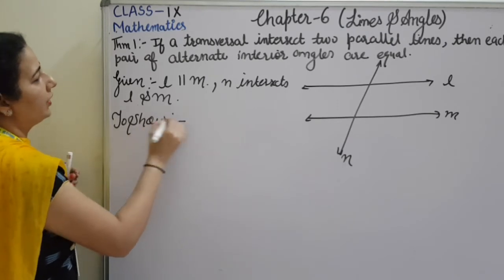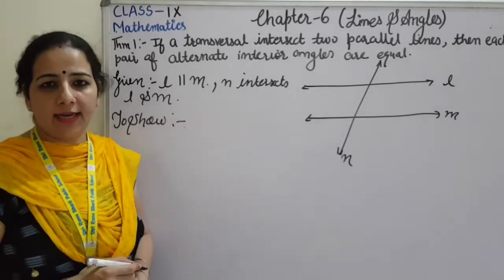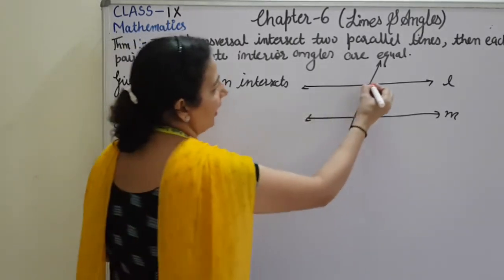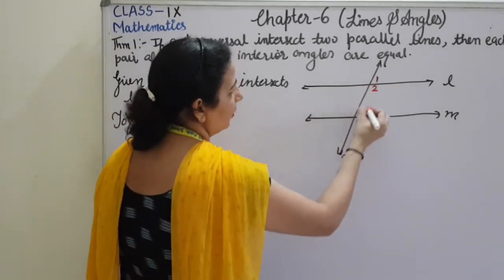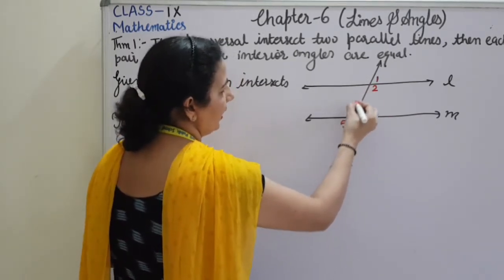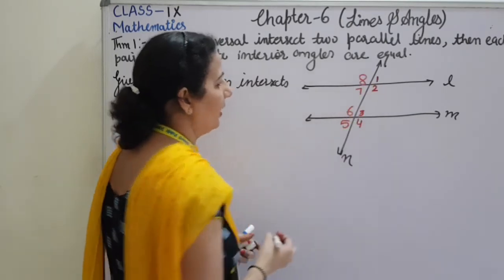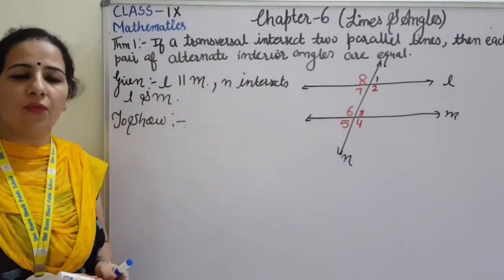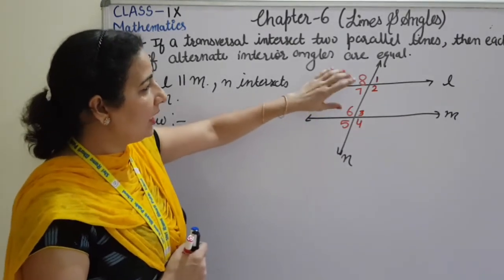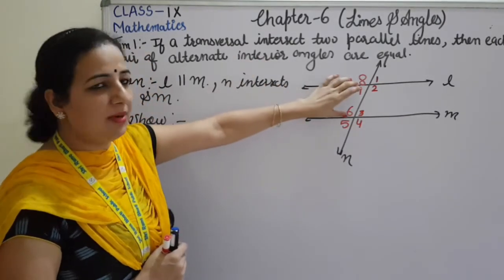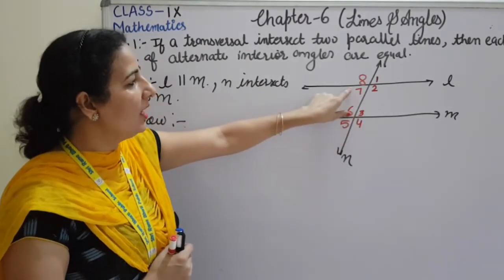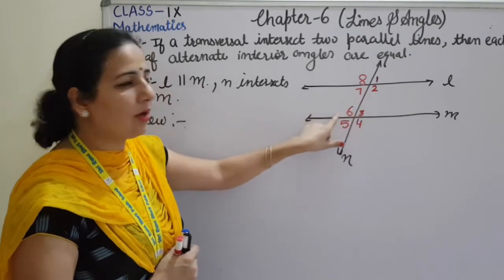And what do we have to show in this theorem? We have to show that the pair of alternate angles are equal. First let me name the angles: angle 1, angle 2, angle 3, 4, 5, 6, 7, 8. Alternate means interior; they are talking about interior angles, that is 2, 5, 6 and 7. Alternate means you have to show 7 is equal to 3 and 2 is equal to 6.